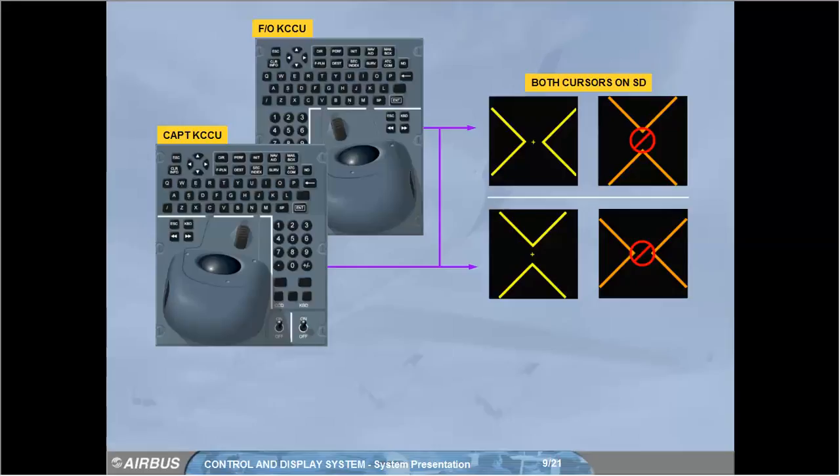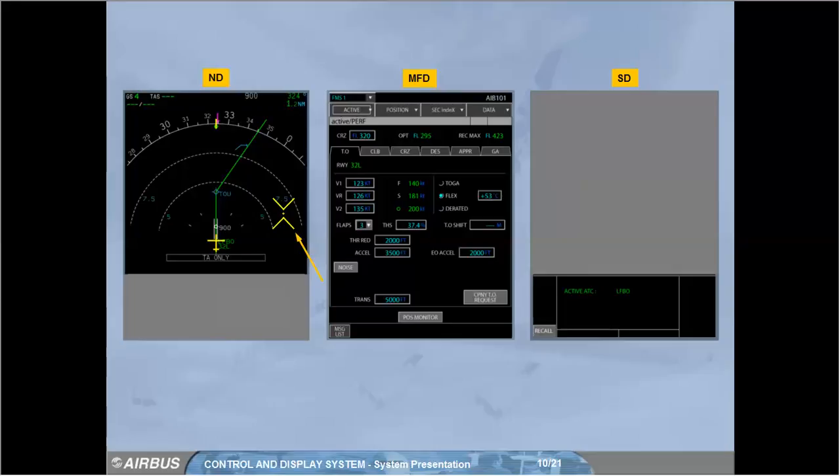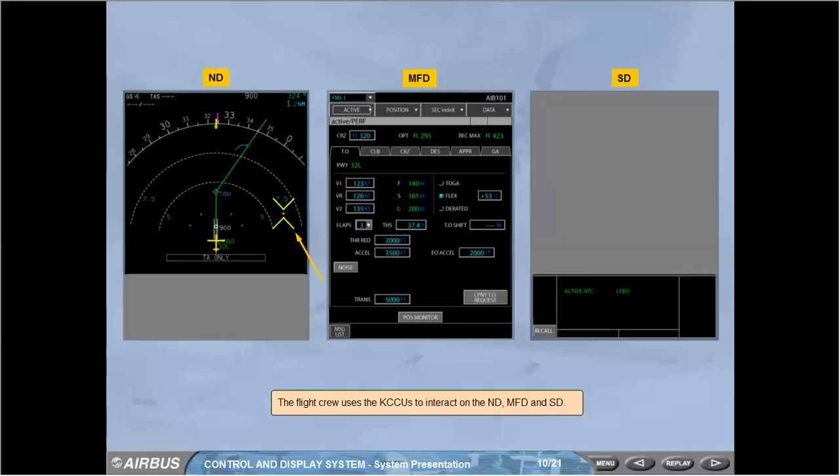Both cursors can be displayed at the same time on the SD mailbox. The cursor appears in yellow when the cursor is active, and amber when the cursor is not active. Flight crew uses the KCCUs to interact on the ND, MFD, and SD.